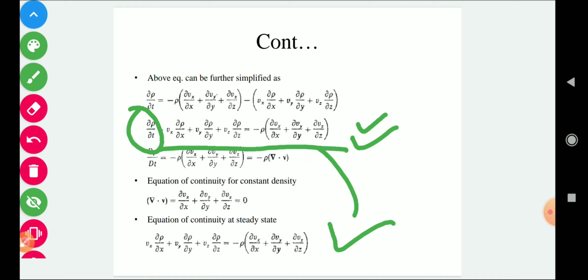Similarly, the equation of continuity at steady state. If we take this equation, at steady state del rho by del t will be equal to 0. So the equation of continuity for steady state condition will be this one, the remaining terms.